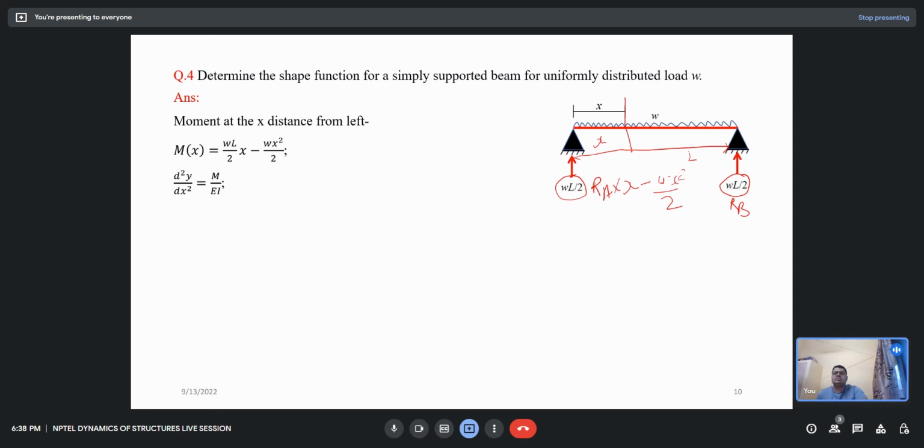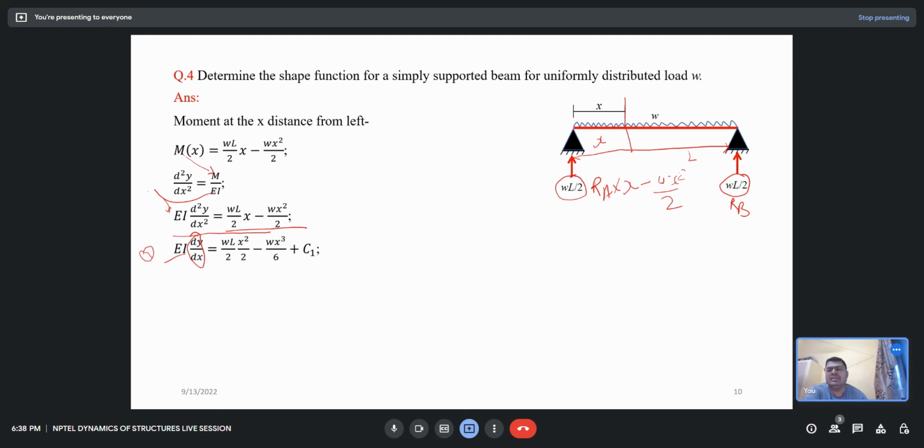So what is my equation? The bending equation for the deflection is d2y over dx square equals M over EI. I have put this value for M here, and EI I have taken to here. So this is my equation for the deflection. If I integrate it, then I will get wL by 2 x square by 2 minus w x cube by 6 plus c1. So this dy over dx, what does it represent? It represents theta, the slope of the system.